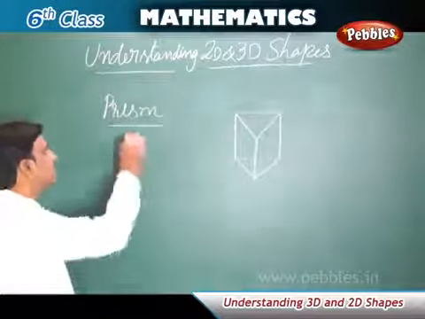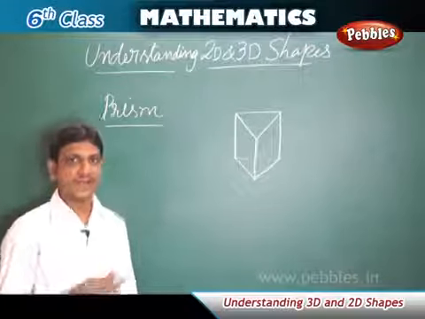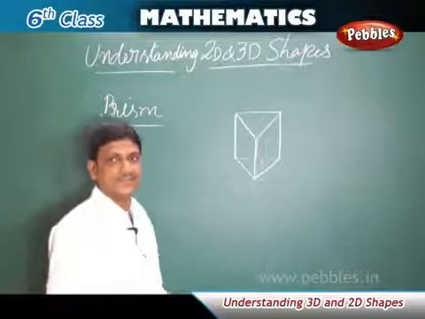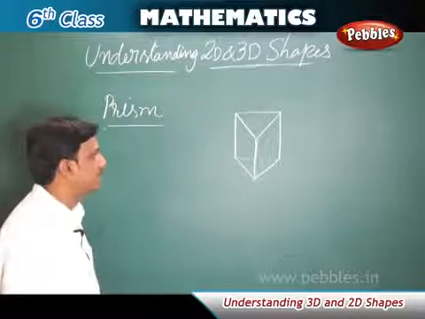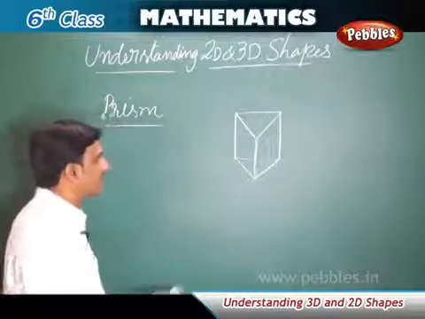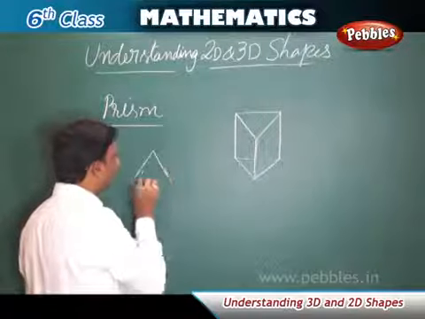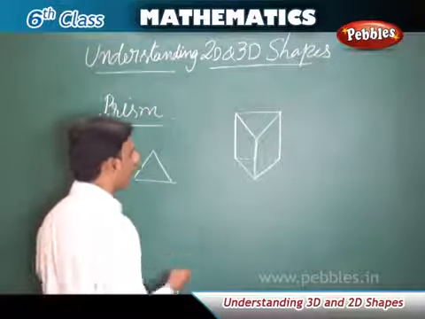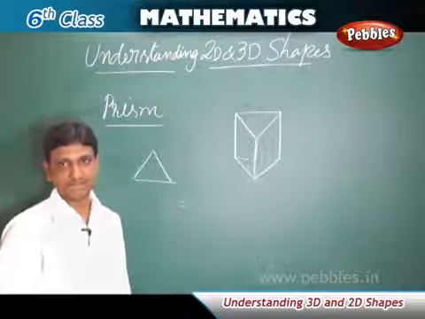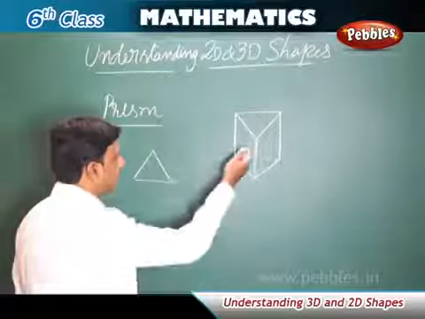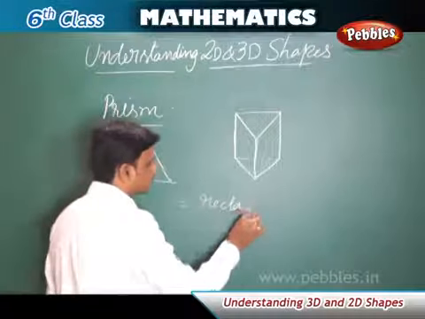The next 3D shape we are going to learn about is the prism. In your physics laboratory, you might have seen glass prisms because they are used in experiments with light. A prism has got 5 faces. Out of these 5 faces, 2 faces are triangular in shape. The remaining faces are either rectangular or square in shape. If the prism has got rectangular faces, the prism is called a rectangular prism.